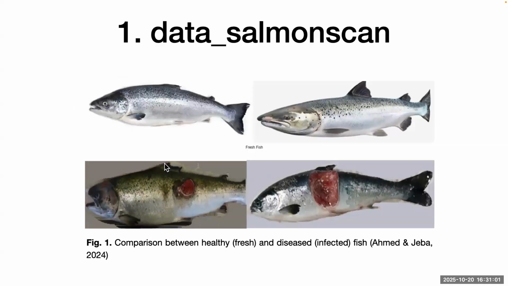This is the salmon scan data. The top row shows the healthy fishes. Okay, and visually you can see that they don't have any harms on their bodies, and their color is okay. But when you check the bottom images, you see some bleeding, or the color of their shapes is different from the healthy ones. So this is a relatively easy data set.